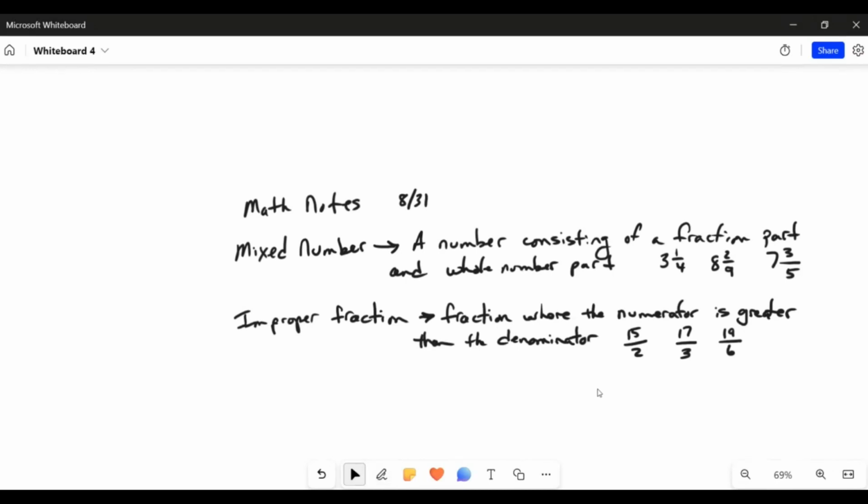All right, so something you need to add to your notes: the definition of a mixed number and the definition of an improper fraction. A mixed number is a number that has a whole number part and a fraction part. An improper fraction is a fraction where the numerator is greater than the denominator.